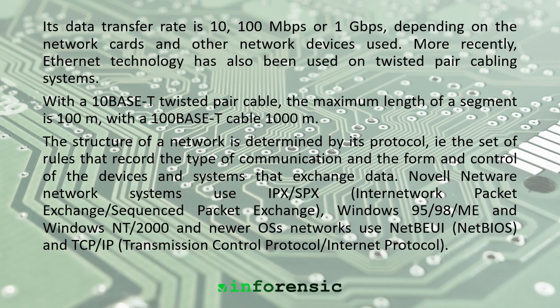More recently, Ethernet technology has also been used on twisted pair cabling systems. With a 10 BASE-T twisted pair cable, the maximum length of a segment is 100 meters, with a 100 BASE-T cable 1000 meters. The structure of a network is determined by its protocol, the set of rules that record the type of communication and the form and control of the devices and systems that exchange data.